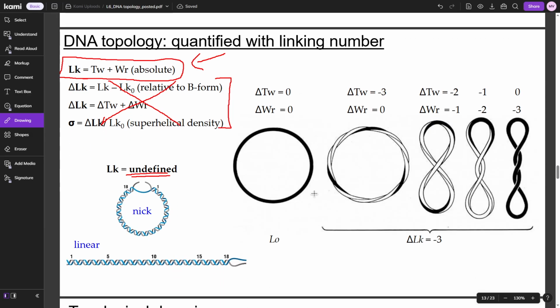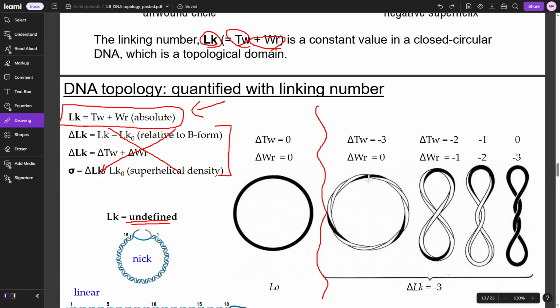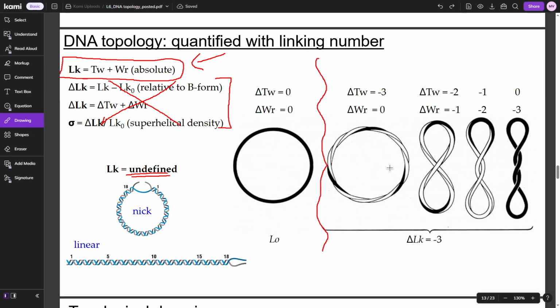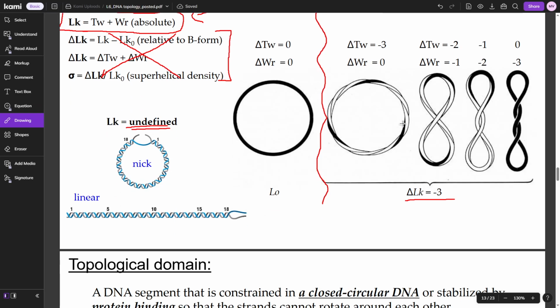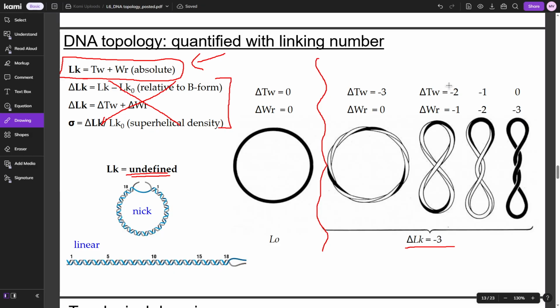But yeah, you can see here, if we split this and look at these four, you'll notice that in this one we've got -3 twist and 0 writhe. So that means our linking number is just going to be -3. And we can also get this by removing one of the twists and adding a negative writhe. And we can also keep going.